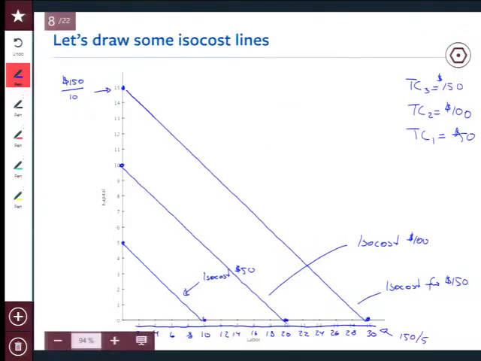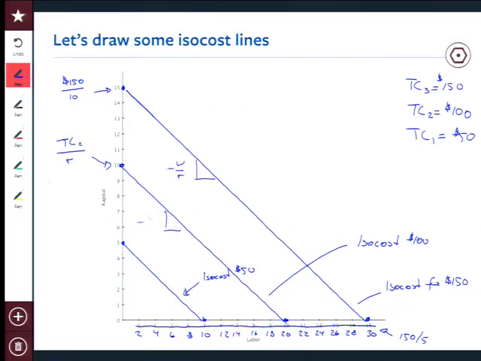So for a second, we go back to our graph here, right? The intercept here is total cost over R, and the slope of the isocost line is minus W over R.